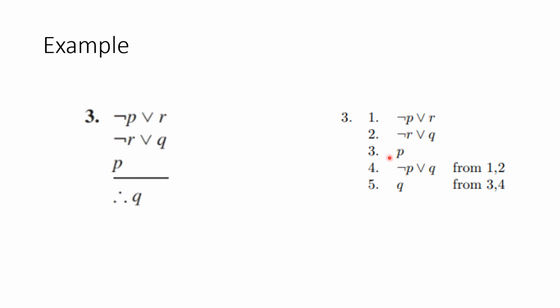And now if you look at 3 and 4, what we have is not P or Q, but then P, that means that this is false. That forces Q to be true. That's one of our fundamental logic arguments that is valid. And so we've finished this problem. This is problem 3 in your book.